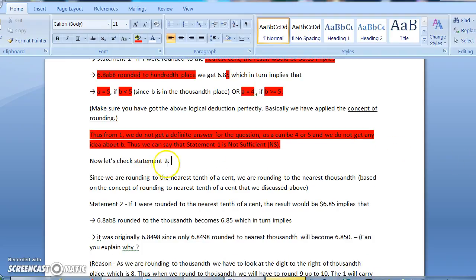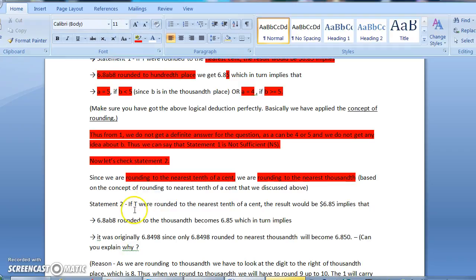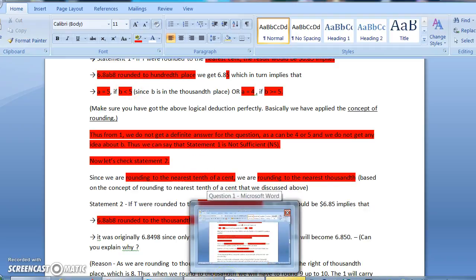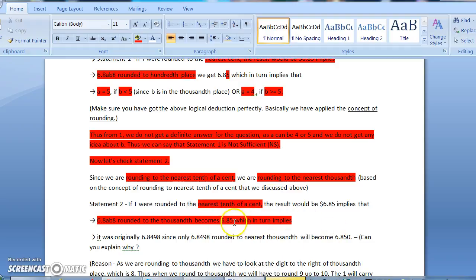Now time to look at statement 2. What does statement 2 say? In statement 2, it talks about rounding to the nearest tenth of a cent. As we've discussed earlier, that means we are rounding to the nearest thousandth. Therefore, when we are rounding to the thousandth place, the value is 6.85. Now, notice here that there is no digit in the thousandth place. Actually, that means that the digit is 0.